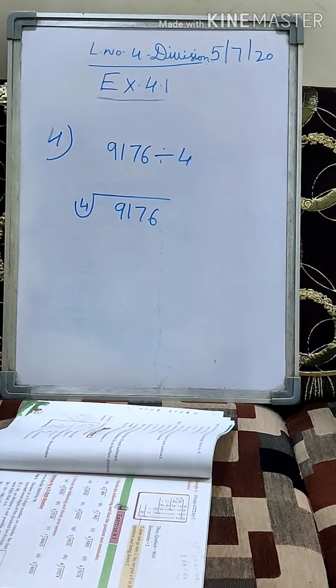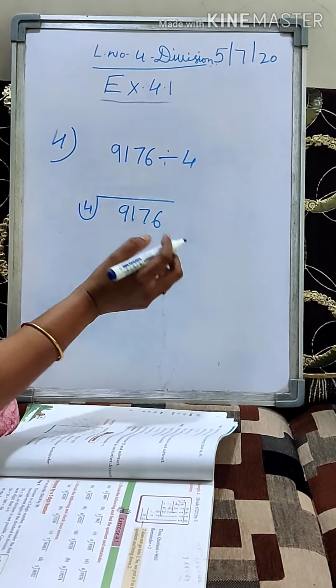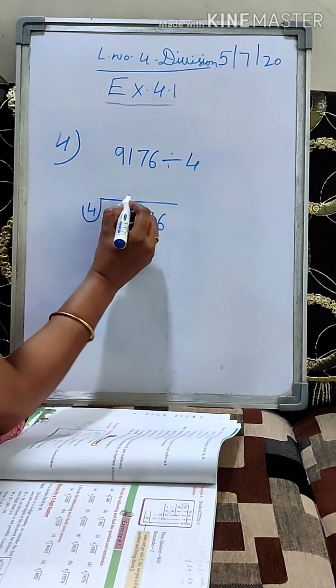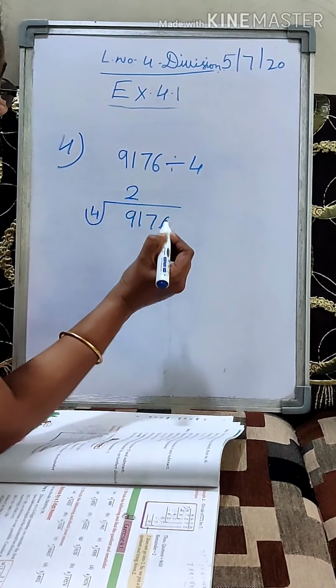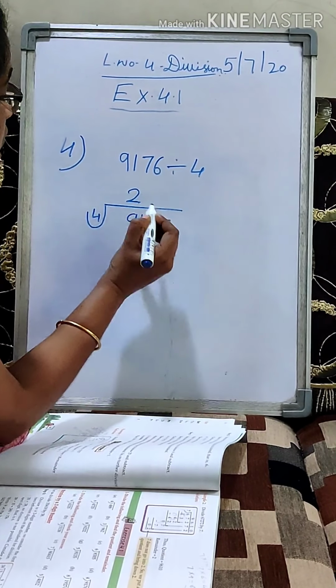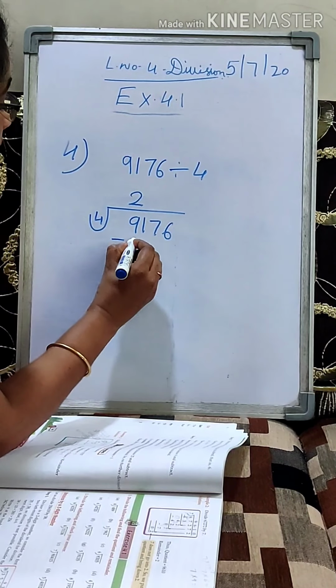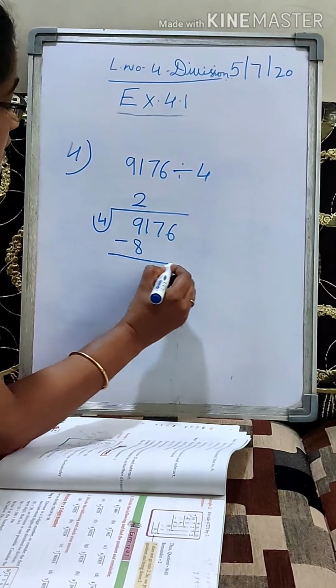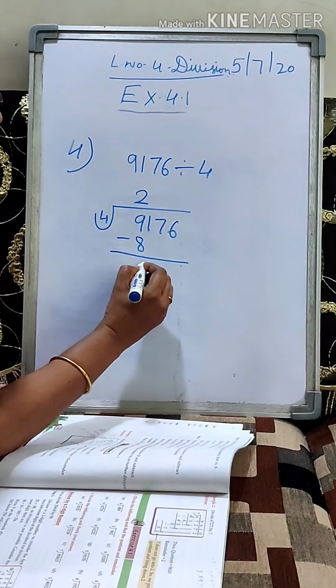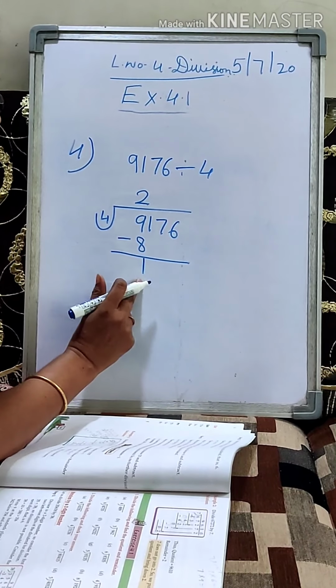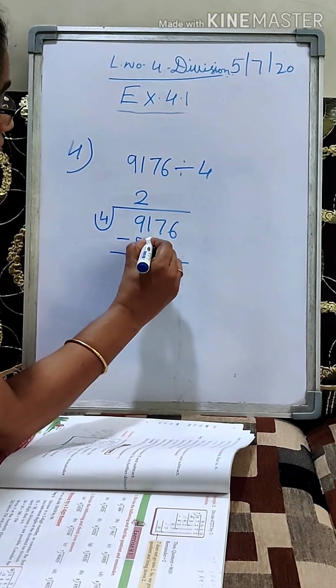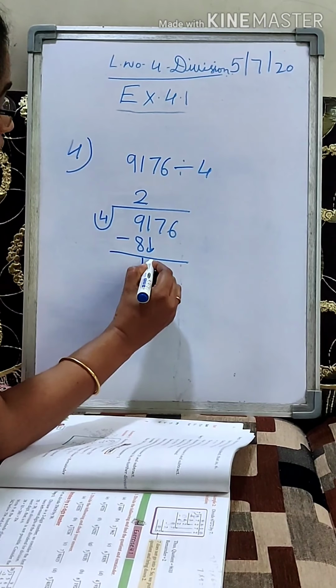Say the tables. 4 1s are 4, 4 2s are 8. 2 4s are there in 9. Write 2 at your quotient place and 8 below 9 and subtract 8. 9 minus 8 is 1, which is smaller than the divisor. Then bring the next digit 2 down, that is 1.